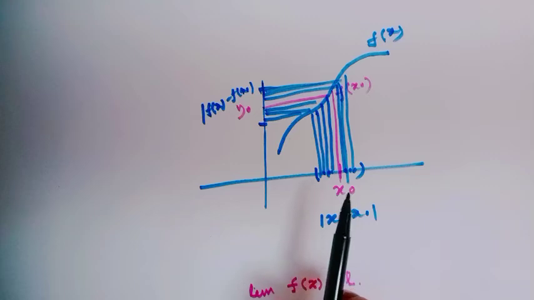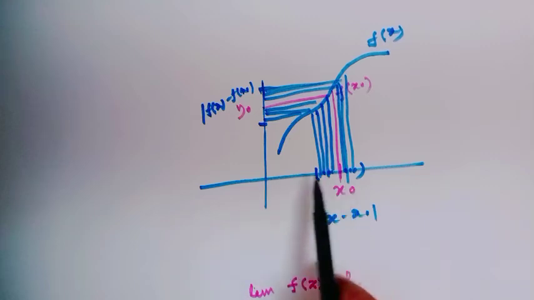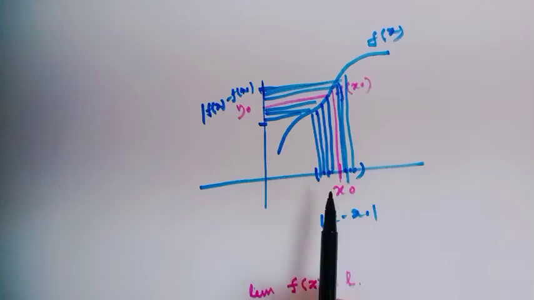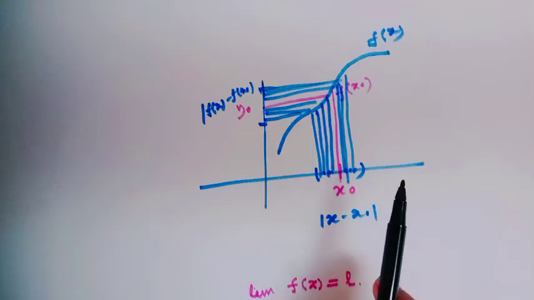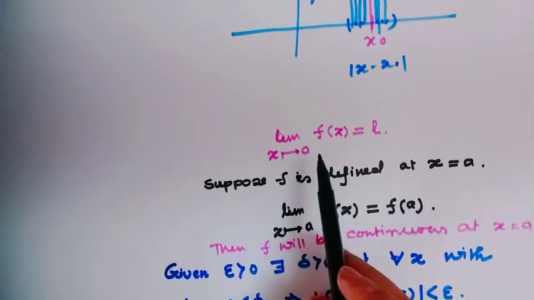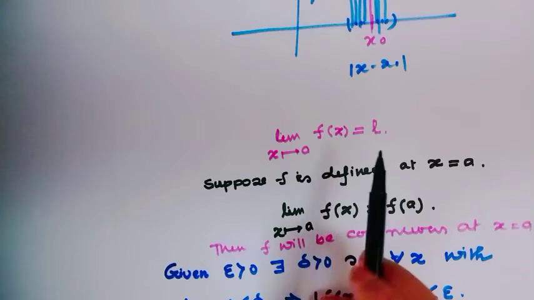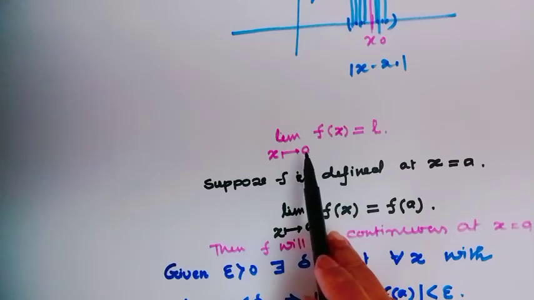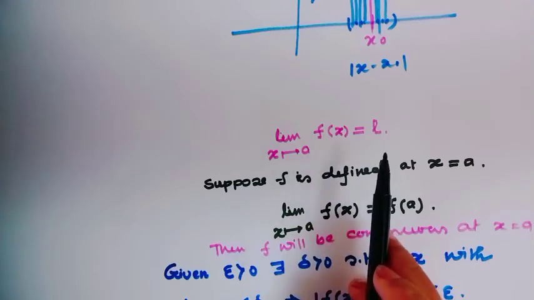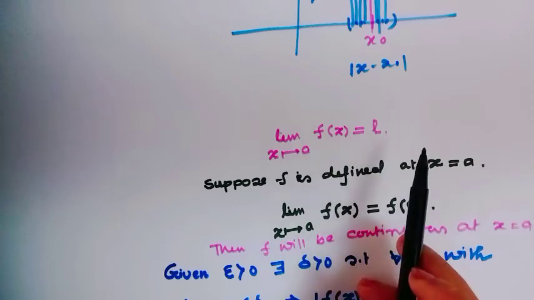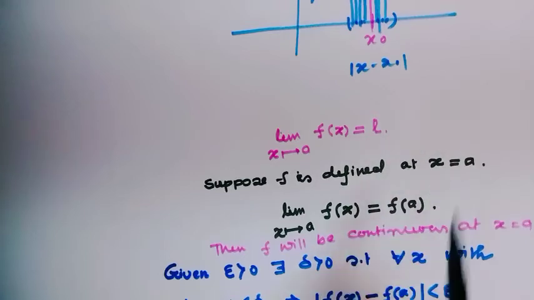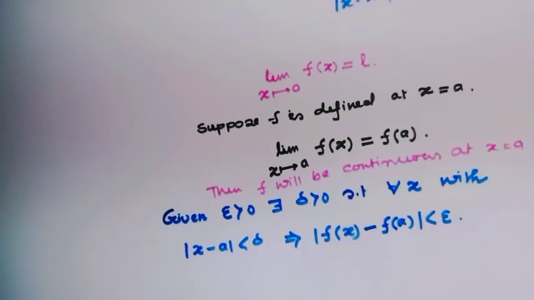Here notice I cannot take a punctured neighborhood around x naught because fx is defined at the point x naught, but in the limit fx may not be defined at the point, though in any neighborhood around this point a, fx is obviously defined at other points. This is the basic definition of limit and continuity, okay? Are you getting my point?